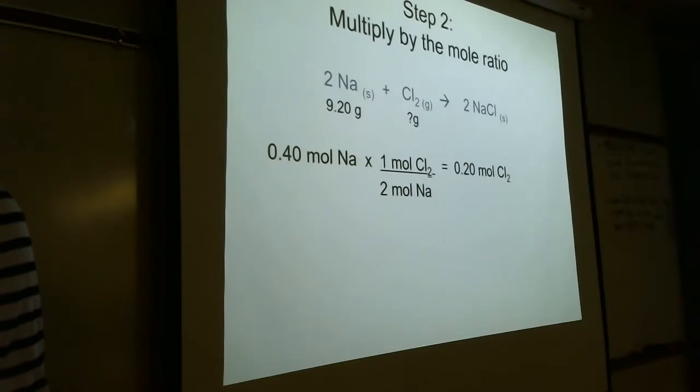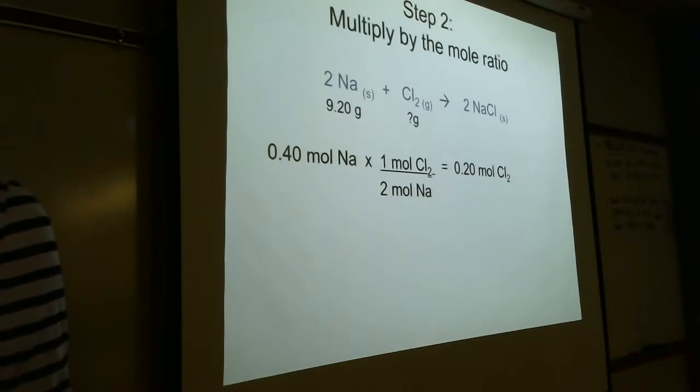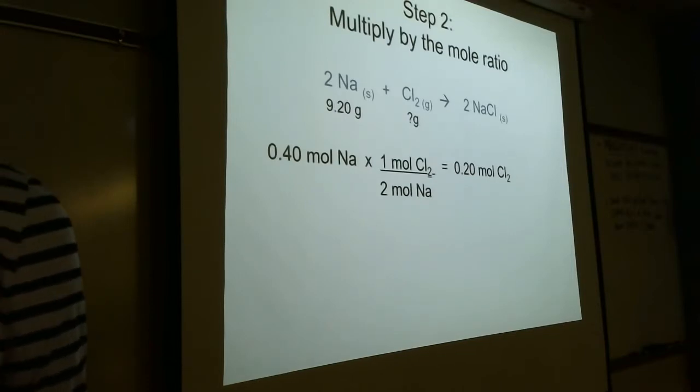Mole ratio step. This is the step that gets the most people in trouble. I either see it upside down or the wrong mole ratios are used because you didn't balance your equation correctly, right? If you didn't balance your equation correctly, then obviously this step's gonna be kind of a train wreck.